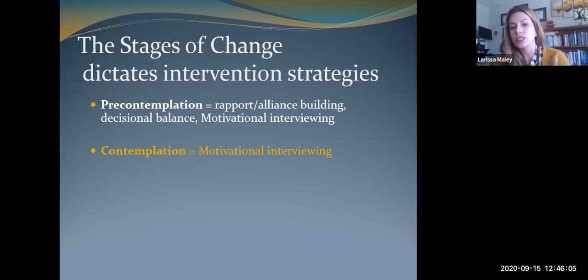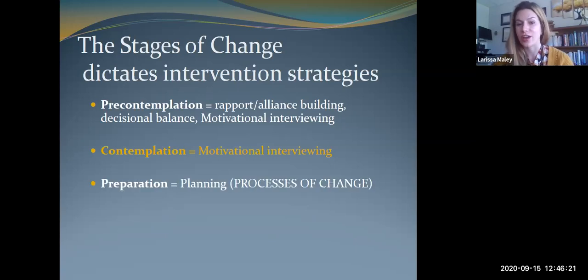And in fact, if we do decisional balances when someone's in contemplation, we start emphasizing or discussing the pros of their use. We pull them back into pre-contemplation. We can actually move them in the wrong direction. So that's why it's really, really important that we assess their stage of change correctly.